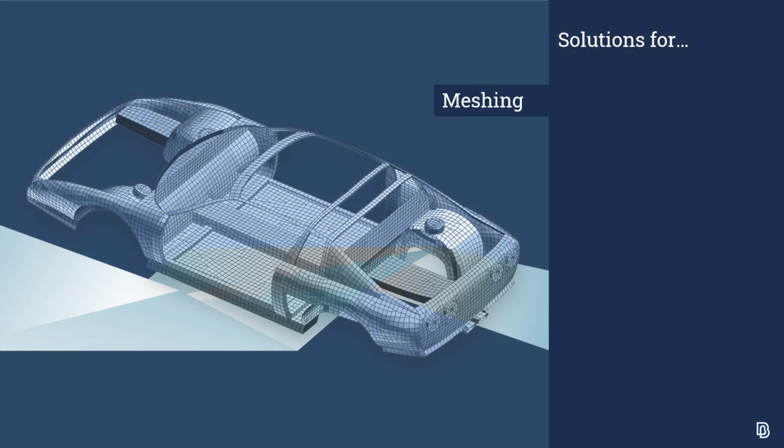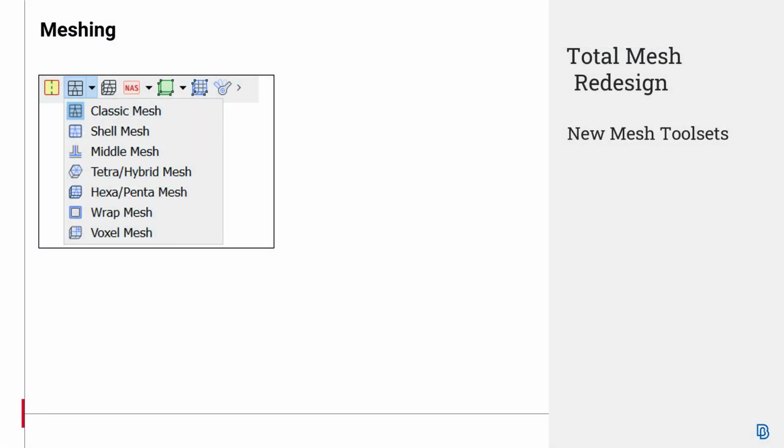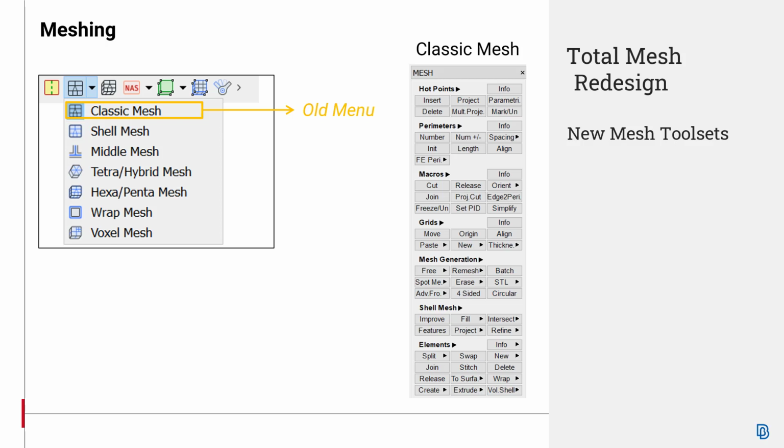With regards to meshing, in ANSA version 22, we have totally redesigned the mesh module layout. The old mesh layout is now accessed via the classic mesh menu, while at the same time we introduce new mesh toolsets containing functionality targeted to each mesh type. Moreover, each new toolset layout has been redesigned as follows in the next slide.